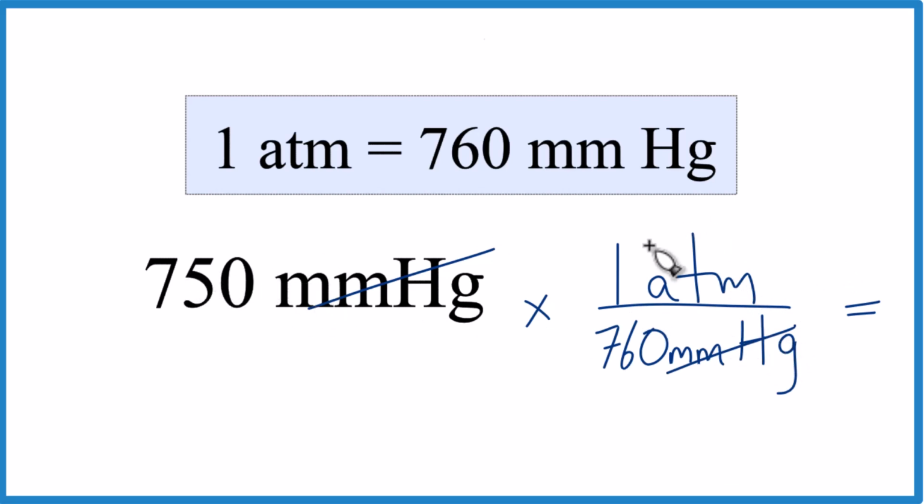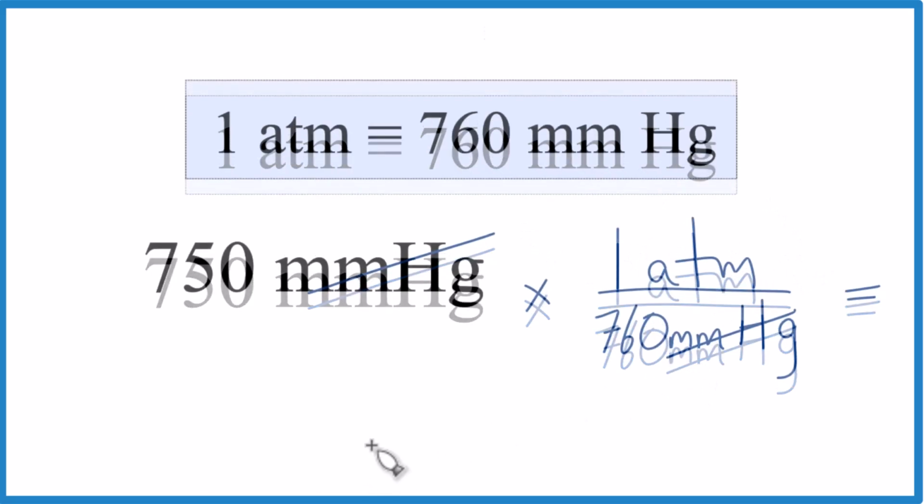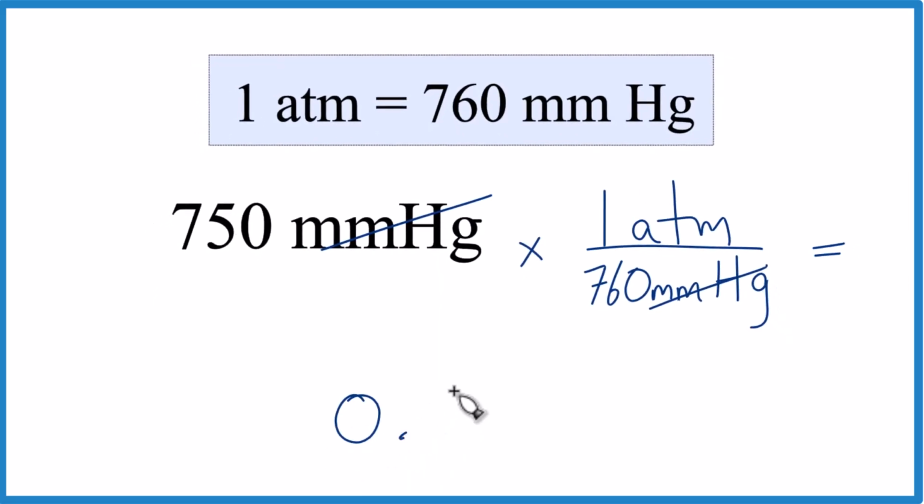Our 750 times 1 atmosphere, and we divide that by 760, we get 0.986 atmospheres. You might round that to 0.99 atmospheres.